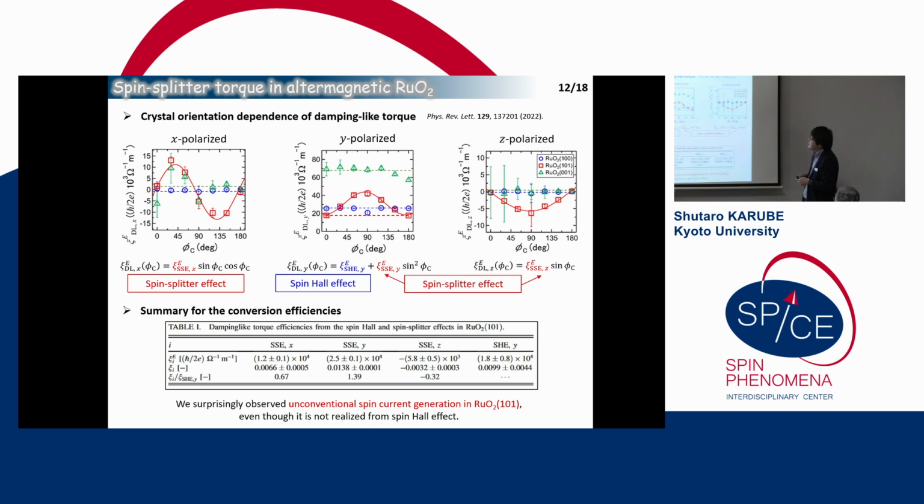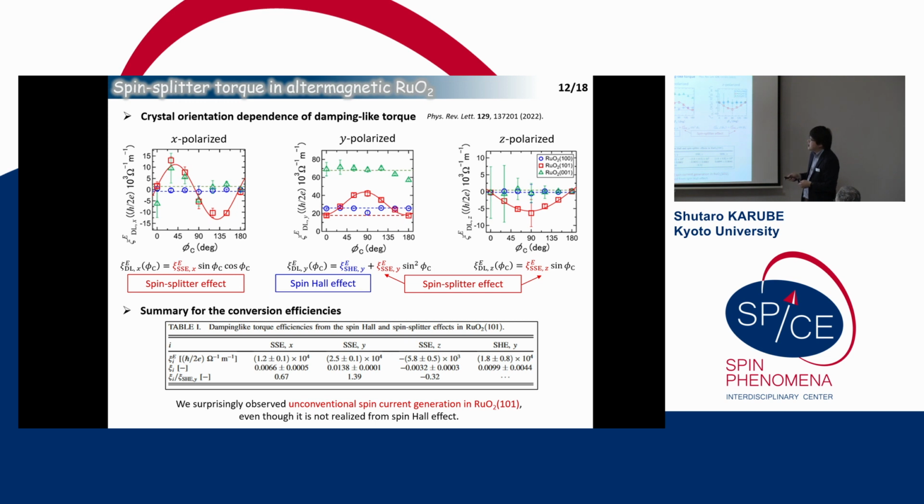Interestingly, we found in the ruthenium oxide 101 case, as shown in red, anisotropic behavior and further unconventional x and z polarized spin components. So here let's focus on the 101 case. As for the y polarized components, the background corresponds to the conventional spin Hall effect. On the other hand, the anisotropic contribution is coming from the spin splitter effect. Further, the x and z polarized components should be from the spin splitter effect.